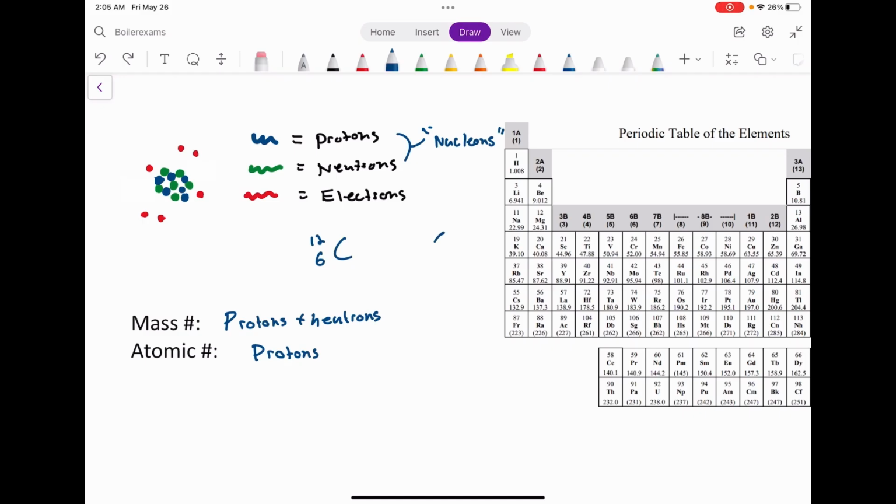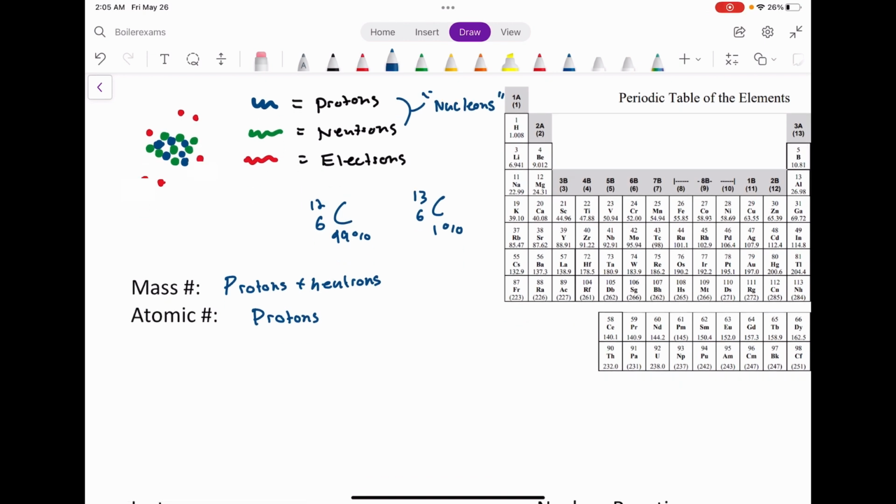So another carbon that exists is carbon-13. It still has 6 protons, which is what makes it carbon, but it has 7 neutrons instead, which gives it a mass number of 13. And it's significantly less stable. This one exists in about 99%, and this one's about 1%. So that's what we're going to be comparing a lot. And these are called isotopes. When you have the same number of protons, different neutrons, that's an isotope.